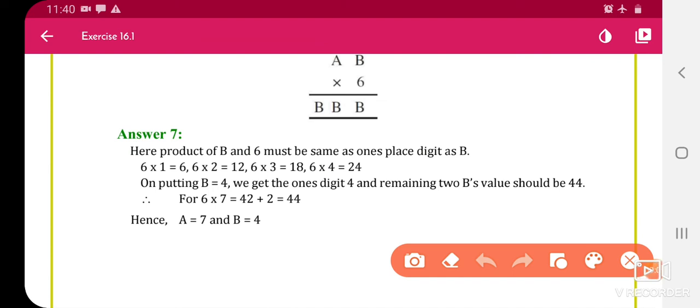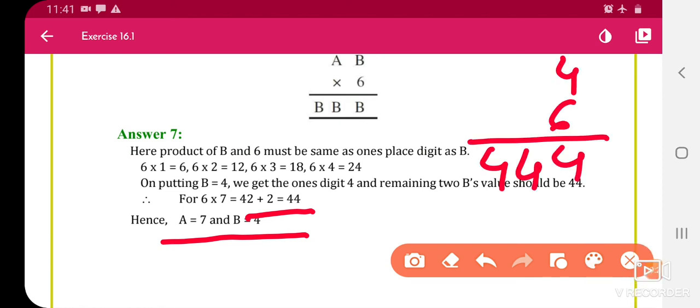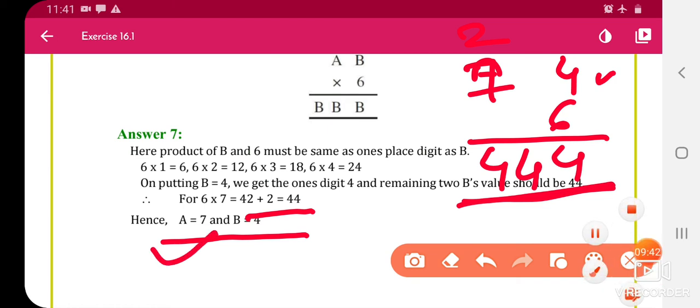So here we put B equal 4, we get ones digit 4 and the remaining 2 B value should be 4 4. So 6 into 7 is 42 plus 4 is 44. So A value is 7 and B value is 4. Okay, so see, if we put 4 here, 6 fours are 24, then this will also be 44. Now what should we write in place of A so that it becomes 44? When we write 6 sevens are 42 and the carry 2 from 24, it will be 44. That's why we write here A equal 7.